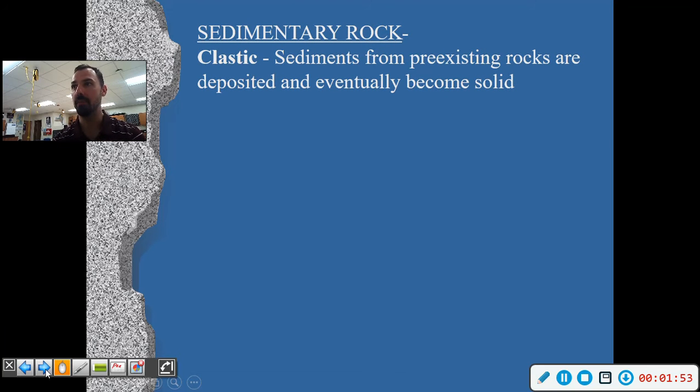All right, sedimentary rock, clastic is our first type of them. That's when sediments of pre-existing rocks are deposited and eventually become solid. So clastic, also the word that we can use is fragmental. You'll see that in the reference table. So fragments of other rocks form clastic sedimentary rocks.